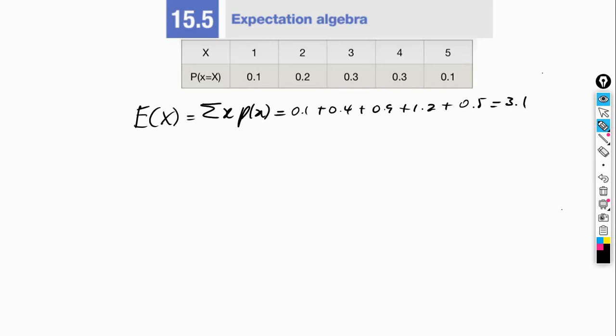But what happens if we want to add 3 to each one of these terms? What would be the new expected value? Now, intuitively, you probably would guess that the mean would just be now 3 units to the right, so 6.1. But let's verify that.